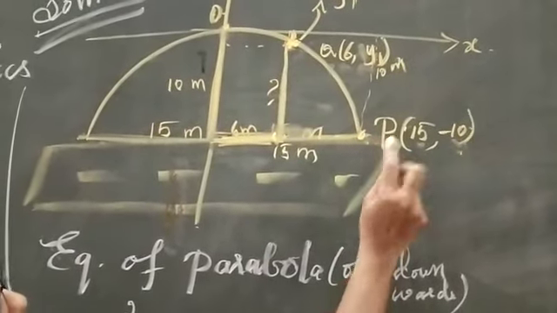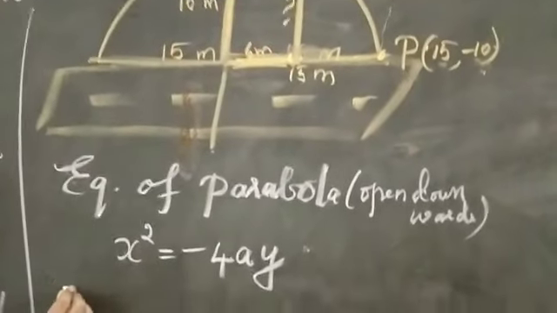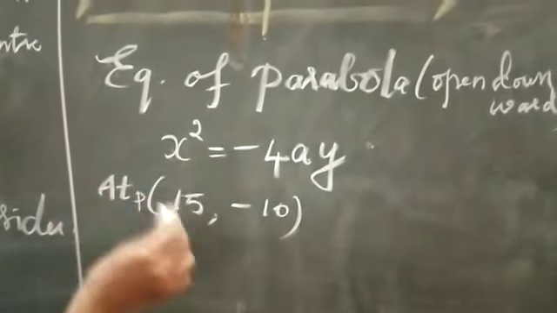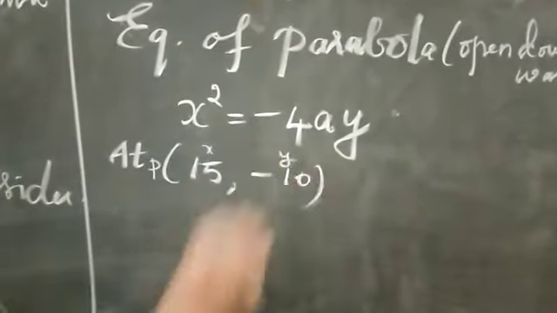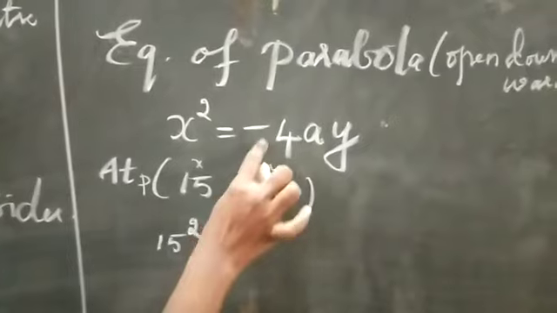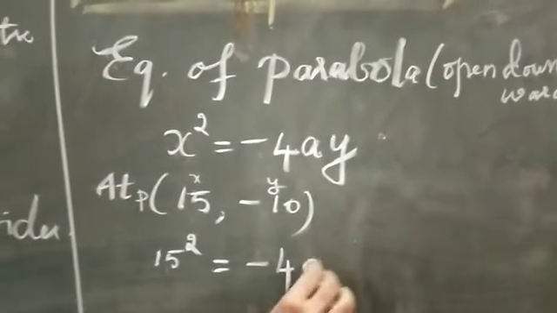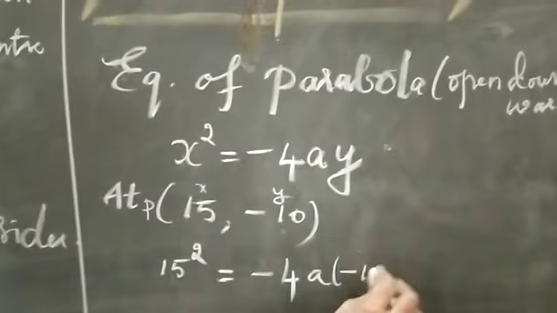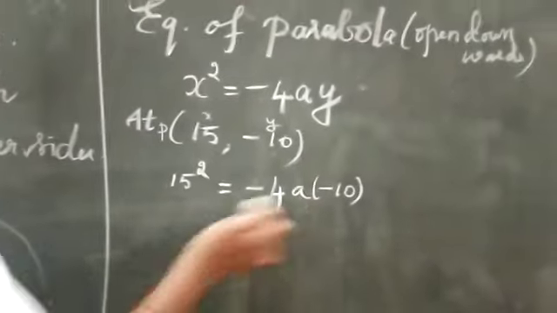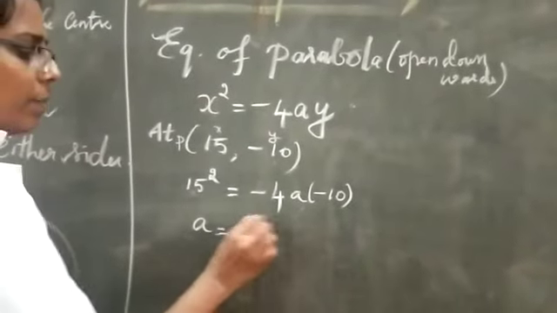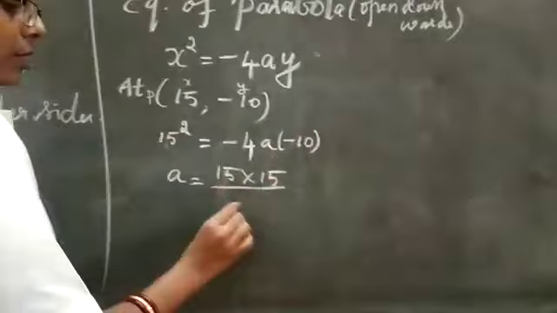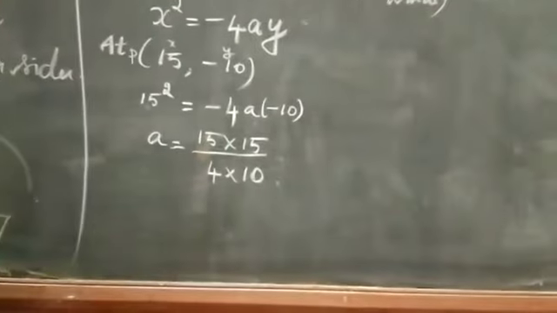Let us first substitute the point 15, minus 10. So at 15, minus 10, I will substitute. Assume this as x and this is y. So in the place of x we substitute 15. So we have 15 square which is equal to minus 4a. In the place of y substitute minus 10. Now we have to find the value of a. இப்போ இந்த ஈக்குவேஷன்ல a மட்டும் தான் unknown-ஆ இருக்கு. So a is equal to 15 square can be written as 15 into 15 divided by minus into minus is plus 4 into 10. Now let us cancel this.